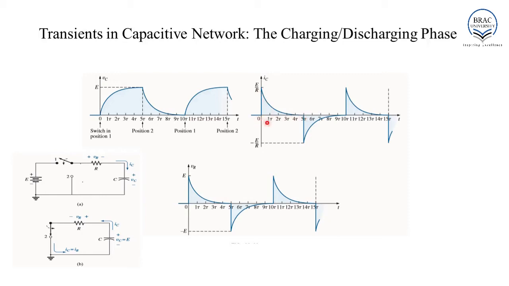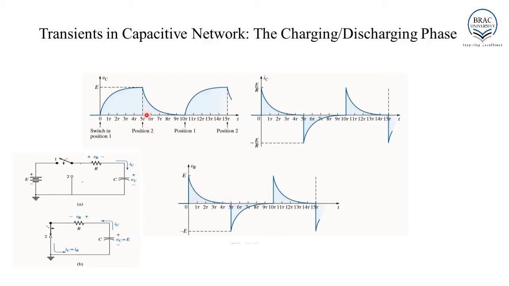Within a time of 5 tau, it will decrease from E by R to 0. When the current across the network decreases, the potential drop across the resistor will also decrease based on Ohm's law, because V equals IR. R is constant, therefore I is decreasing, hence the voltage across the resistor will also decrease.